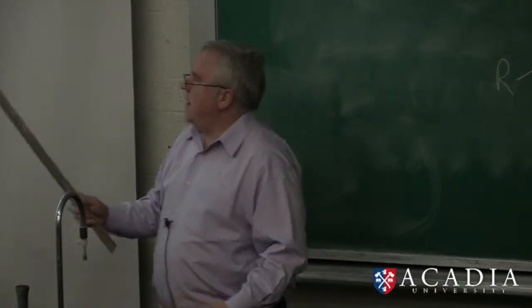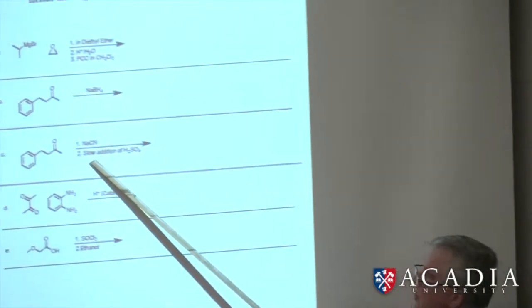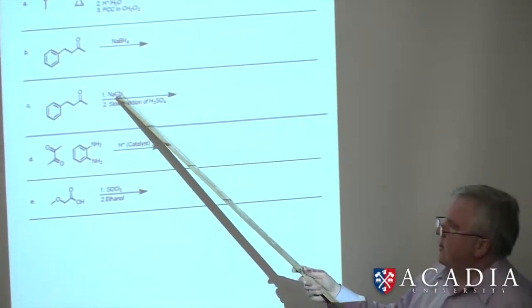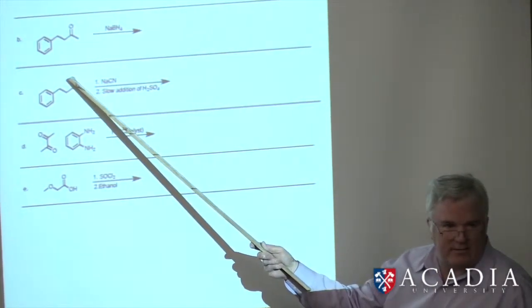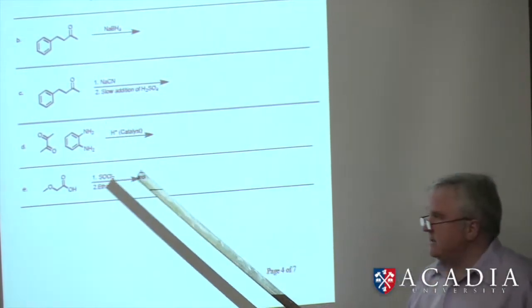The next one, NaCN, slow addition of H2SO4. So our CN is our nucleophile that adds, and then the H2SO4 just protonates, so that's the cyanohydrin synthesis.